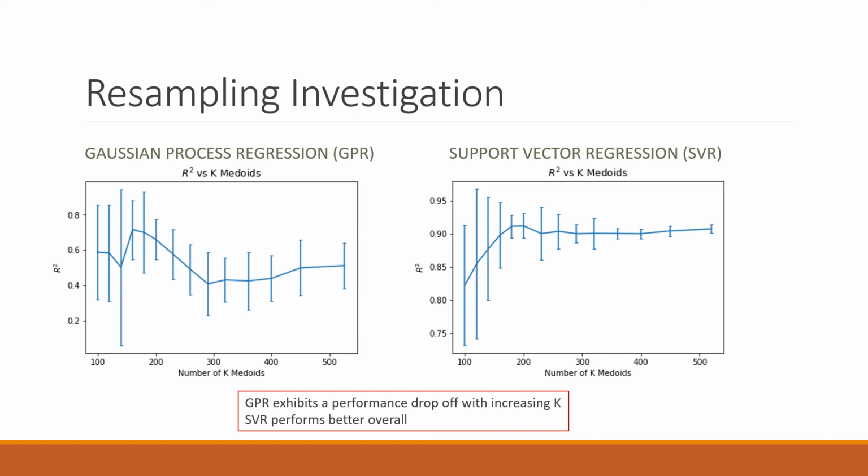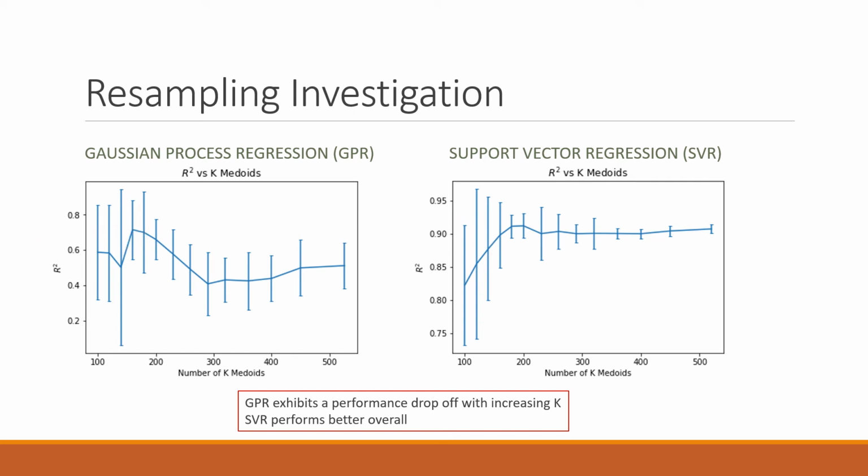These are the results from investigating resampling for GPR and SVR. For each K value, 10 models were trained on a dataset of that number of medoids, and the cross-validation accuracies were averaged. We can see here that the GPR accuracy drops off with increasing K, most likely due to overfitting. Additionally, we see that the SVR achieves higher R-squared values overall, hanging around 0.9, whereas the GPR peaks around 0.7.